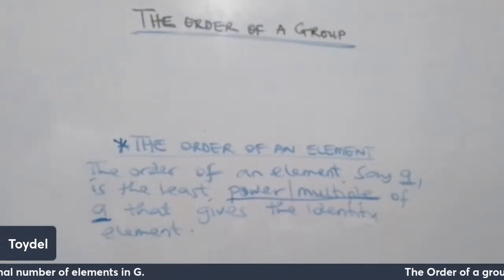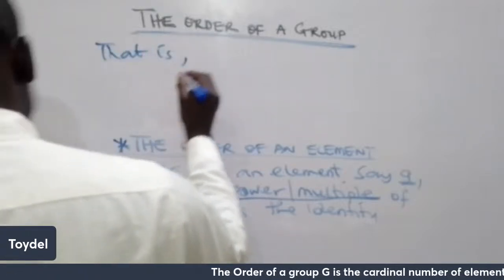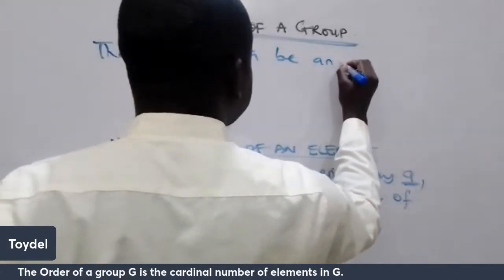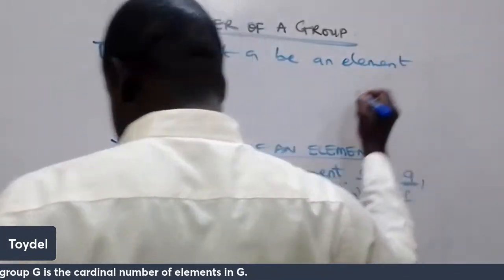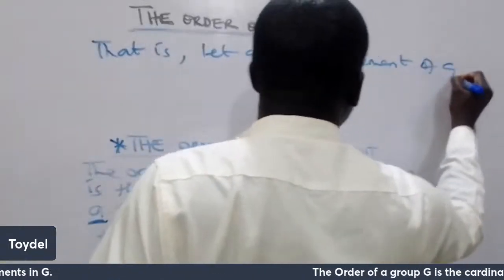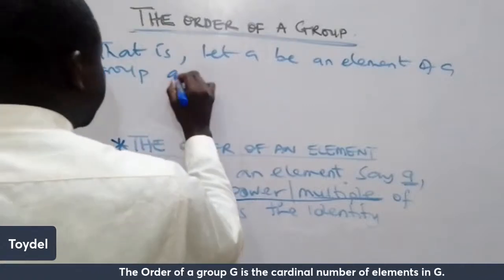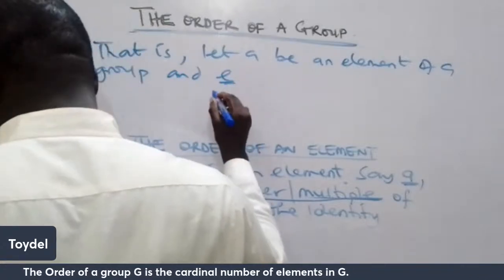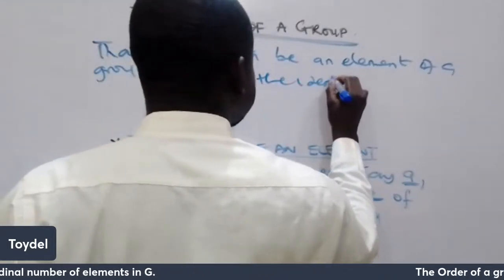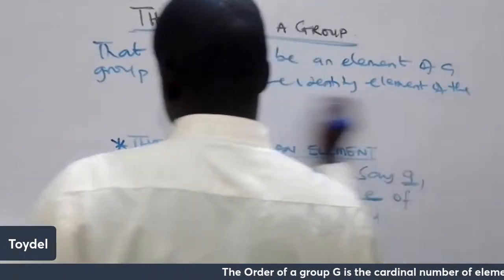Now I want to expatiate further. Let a be an element of a group, say G. It could be any group. And let e be the identity element of the group.